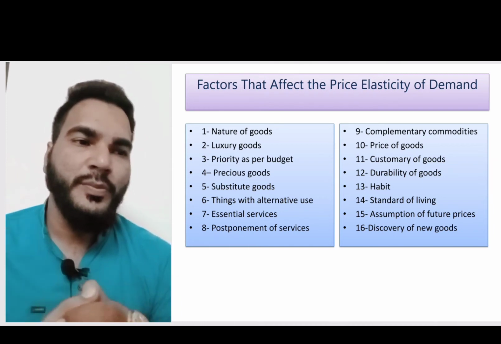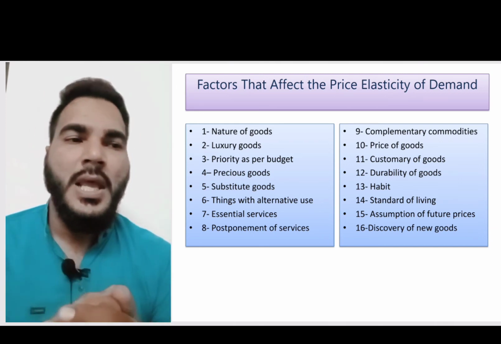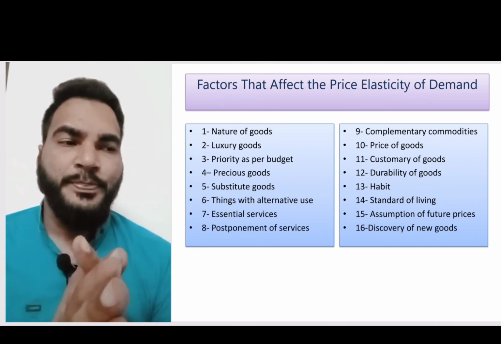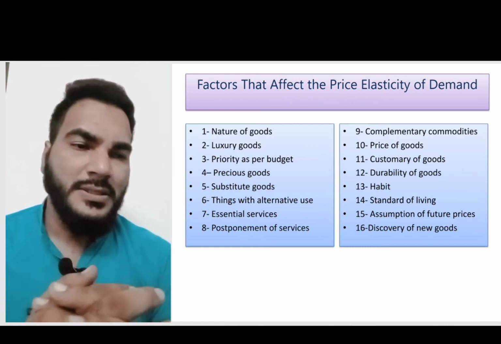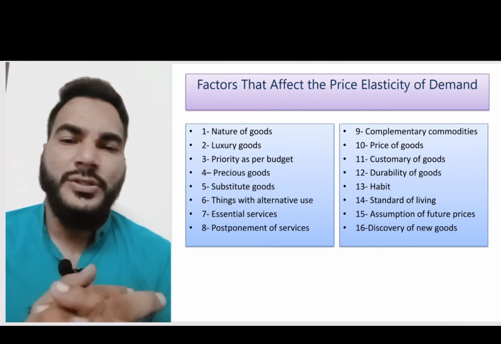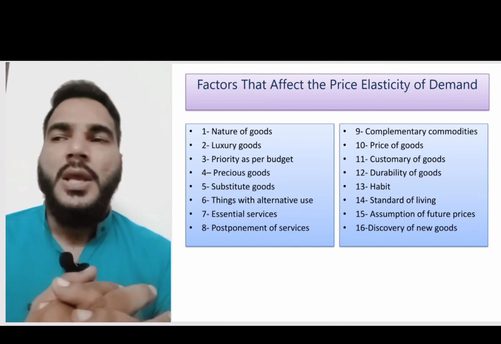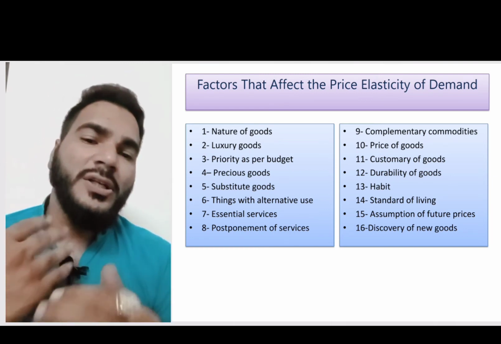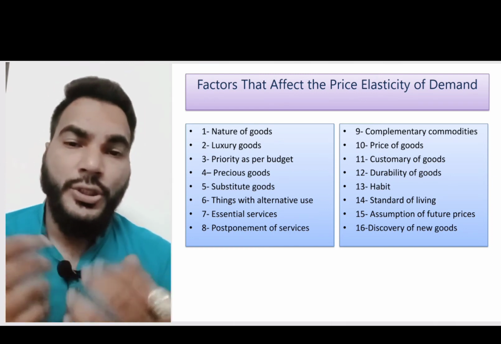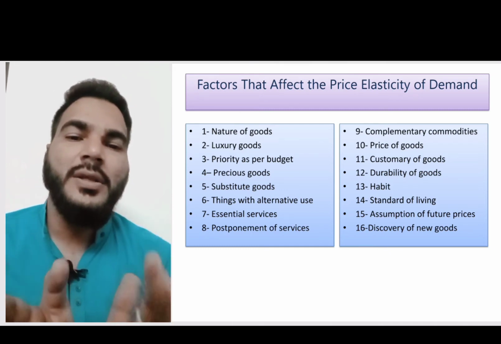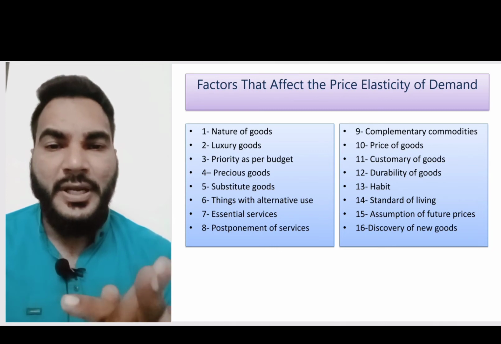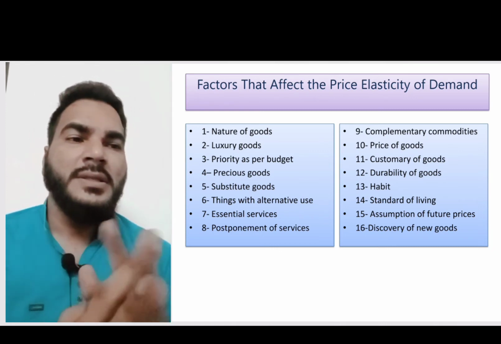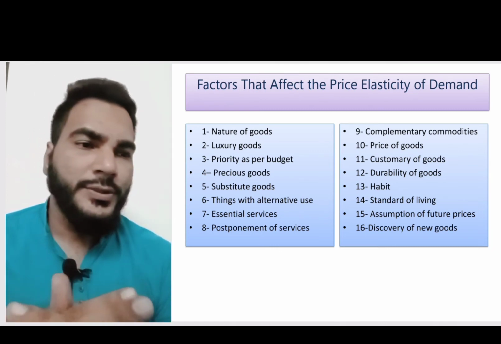Then we have durability of goods. Durability means the goods which remain for a long period of time, which are long lasting. For example, if you buy shoes and they are very durable for a long period, you won't think about new shoes because you already have very costly shoes. And we already discussed number 13, habit, that is, customary of goods.